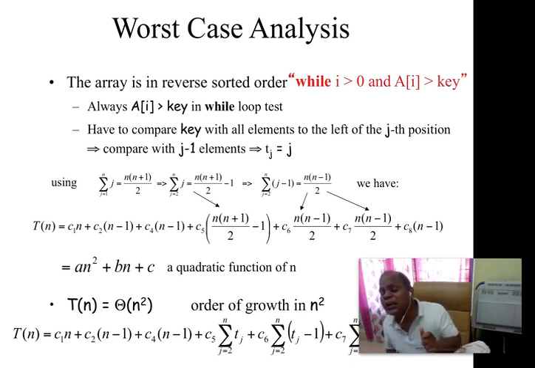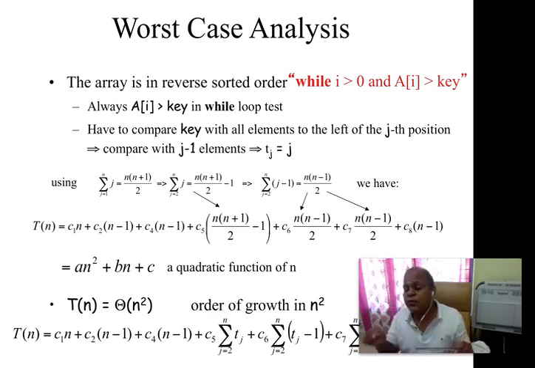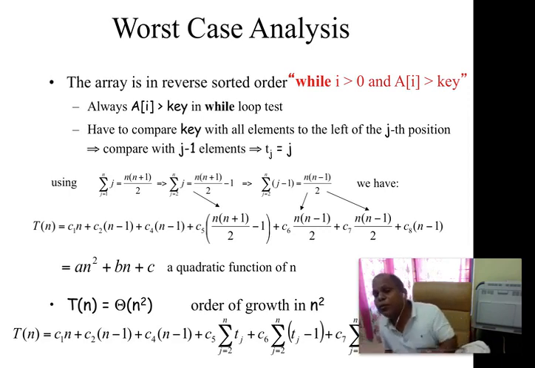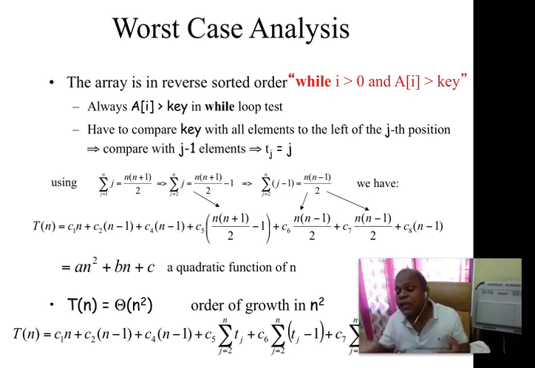Tj, because what is Tj? It is how many times the while loop will run for a particular iteration of the outer for loop. Hence, if the outer for loop is at a particular value of j, then the inner while loop will run how many times? Tj times, and in that case Tj will be j, because for whatever value j of the outer for loop, that many times the while loop runs, because i will go from j minus 1 to 0, because the array is already reverse sorted.